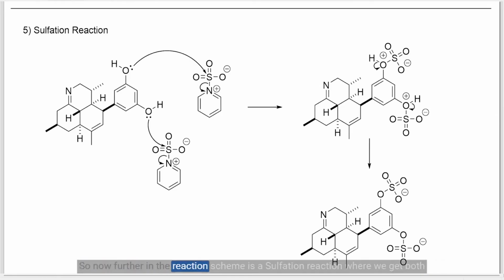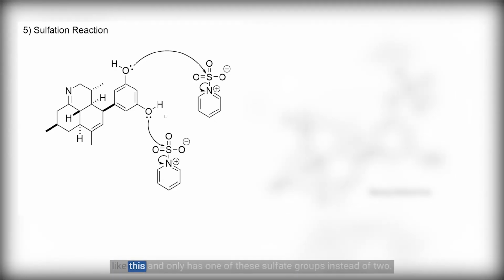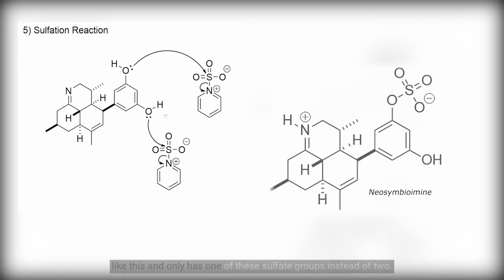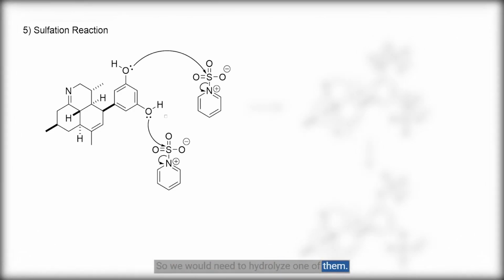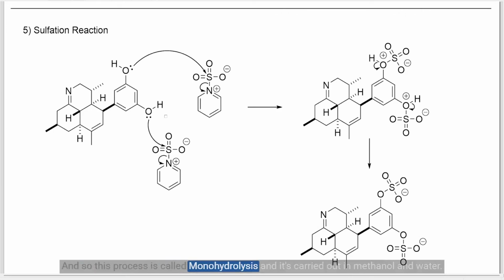So now, further in the reaction scheme is a sulfation reaction where we get both alcohols' oxygen lone pairs attacking sulfur trioxides, kicking off the pyridines. However, having both alcohols being replaced by sulfur trioxides is not what we want, because neosymbioimine looks like this and only has one of these sulfate groups instead of two. So we would need to hydrolyze one of them. And so this process is called monohydrolysis and is carried out in methanol and water.